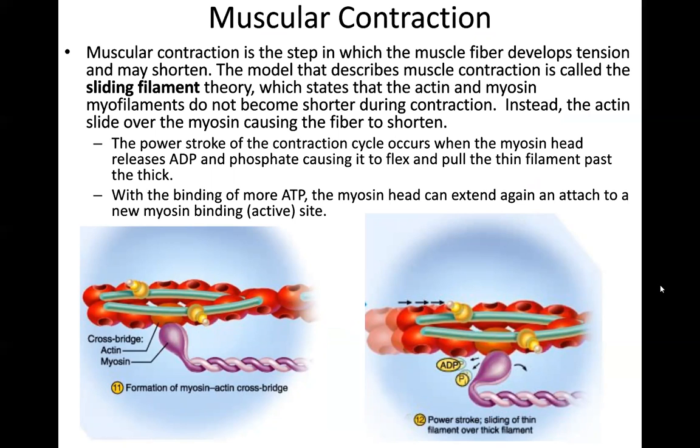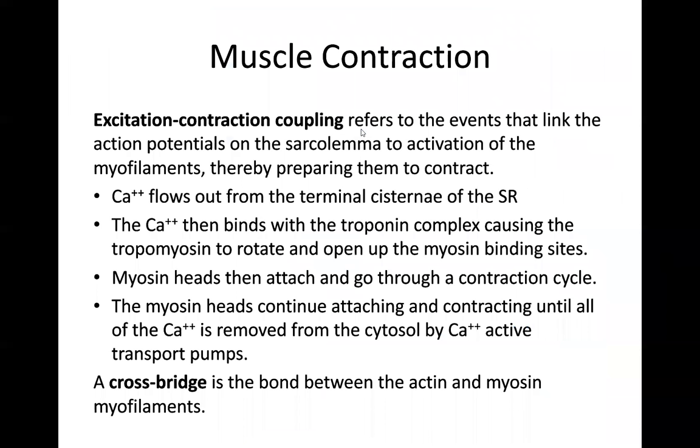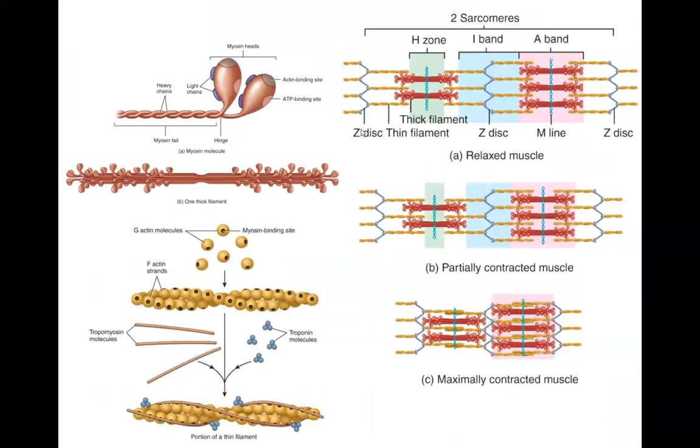So muscular contraction can be described as a step in which the muscle fiber develops tension and may shorten. The model describing this muscle contraction is called the sliding filament theory, and I talked about this the other day. It states that the actin and myosin myofilaments, the thick and the thin, do not become shorter during contraction. Instead, the thin filaments just slide over the thick filaments, so the actin slides over the myosin, causing the fiber to shorten. And we got to see that back with this figure. Now we show the A band never changes length, the thick and the thin filaments don't. All that's changed is the amount of overlap that exists between the thick and the thin, which affects the H zone and the I band.